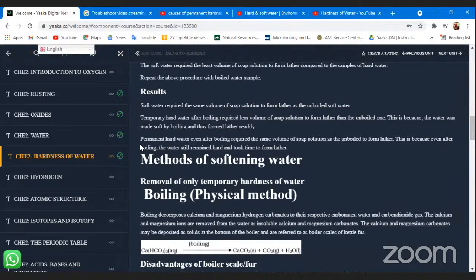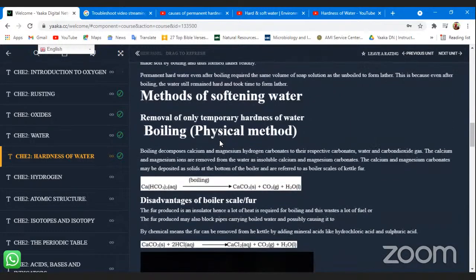So this shows you that even if you boil permanent hard water, it still requires a lot of soap for it to form lather. Okay, meaning even if you boil it, it doesn't become soft.